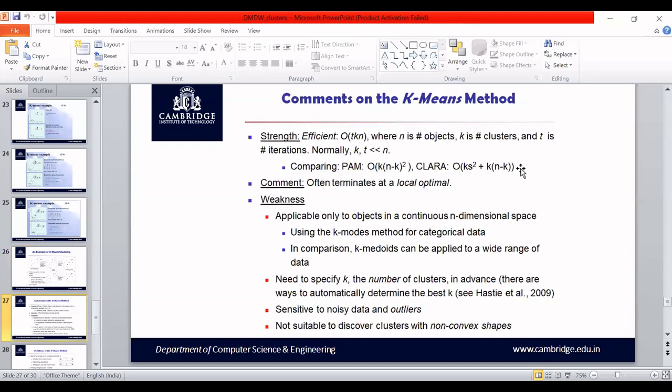So next, we'll see the pros and cons of your k-means method. The strength or benefit of your k-means algorithm is the efficiency is big O of TKN, where T is always less than N. N is the number of objects, K is the number of clusters and T is iteration. So it depends upon the iteration, and the optimal solution is got by the local centroids only.